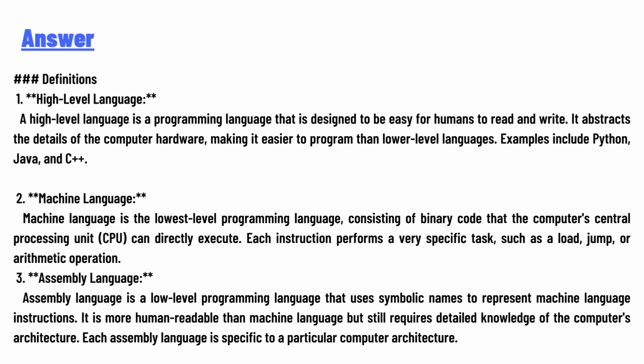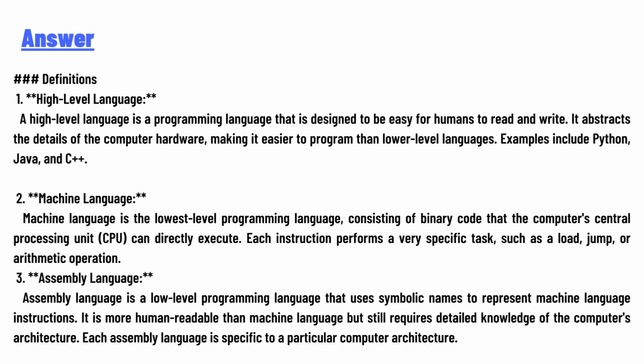Second, machine language. Machine language is the lowest-level programming language, consisting of binary code that the computer's central processing unit (CPU) can directly execute. Each instruction performs a very specific task such as load, jump, or arithmetic operations.